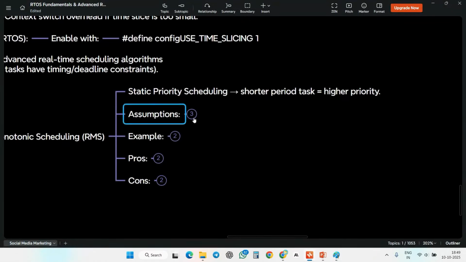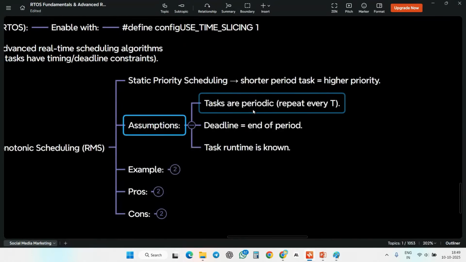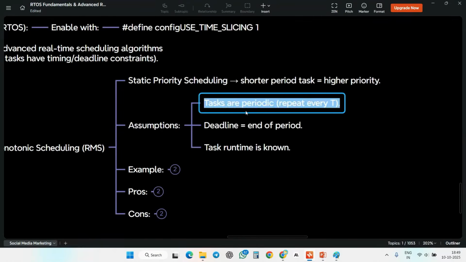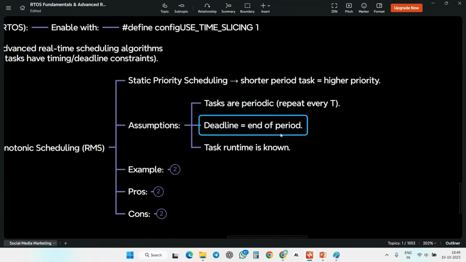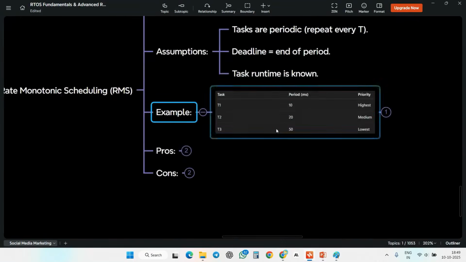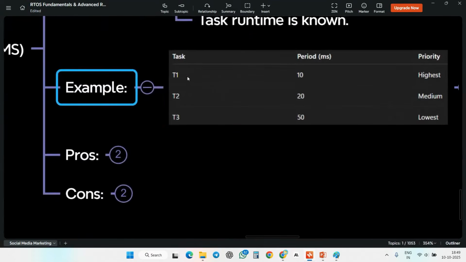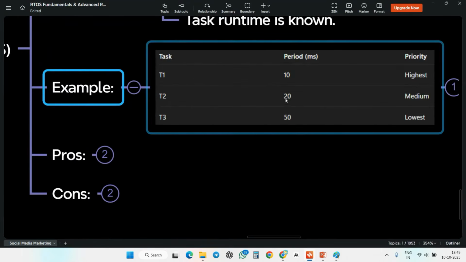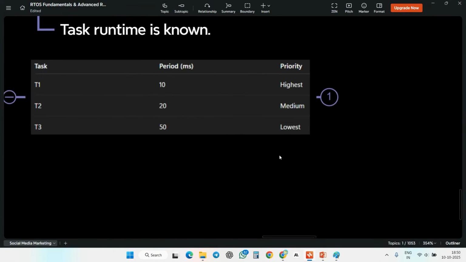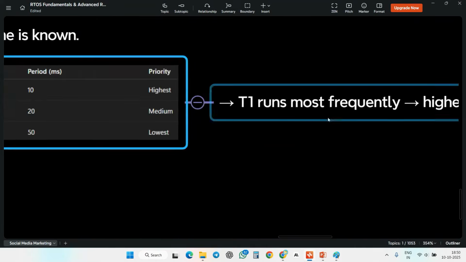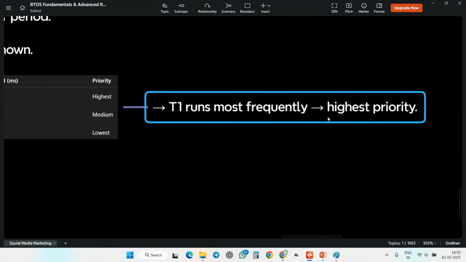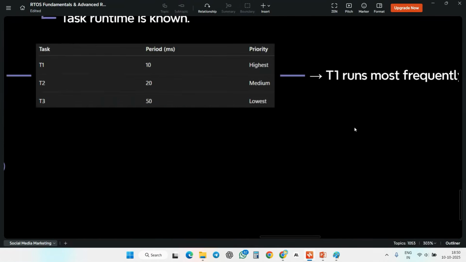And the assumptions. Here I need to tell you that tasks are periodic, so they repeat based on the deadline, at the end of the period. For example, task 1 has a period of 10 milliseconds, task 2 has 20 milliseconds, and task 3 has 50 milliseconds. Which one will complete very soon? Task 1, so it has the higher priority. Task 2 is medium, and finally the 50 millisecond task has the lower priority. So task 1 runs most frequently, which makes it the higher priority one.